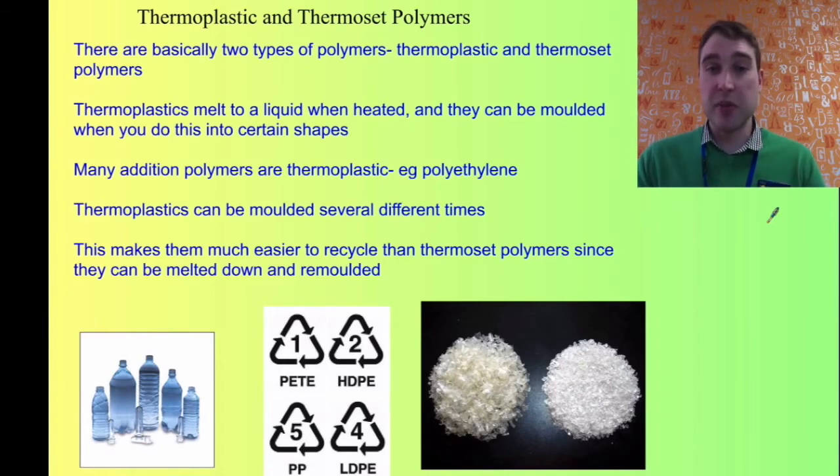So some examples that we have: polyethylene terephthalate, which is your Coke bottles, polypropylene, a few other plastics like that.